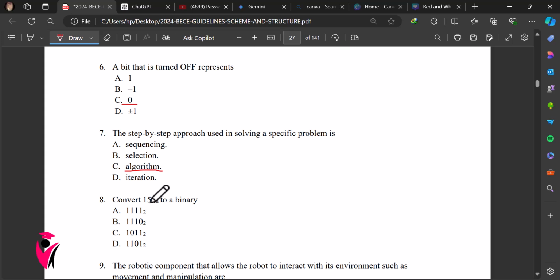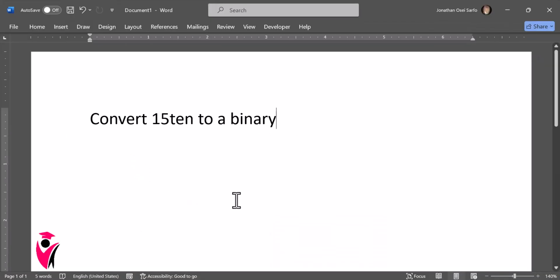Now let's convert it and see how the answer will be. Convert 15 base 10 to binary. We know binary to be in base 2, right? So we use 2 to perform the calculation. Over here, we will divide 15 by 2, and any remainder we get, we will write it aside, and that will help us to know the answer.